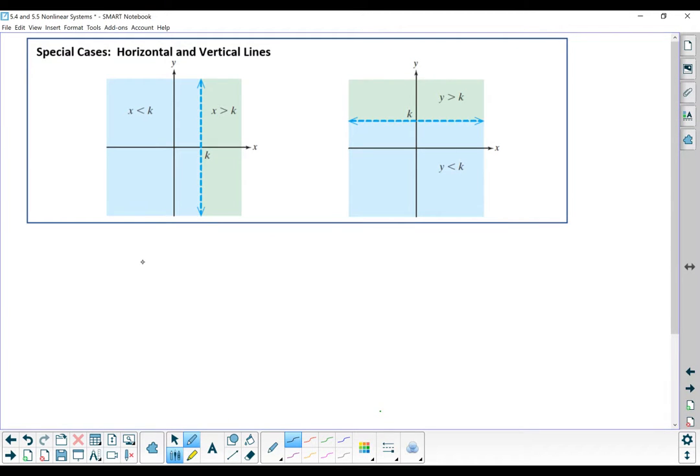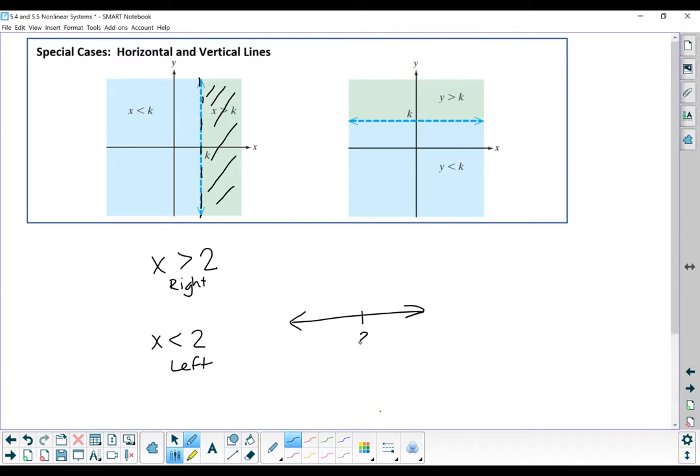If you have an equation like x is greater than 2, that is a vertical line. And the greater than 2 means that we would shade to the right of 2. So for x's and y's, we have to think right and left instead of above and below. And if you had an equation like x is less than 2, that would be to the left of 2. Kind of like if you were dealing with a number line, you've got your 2, and so greater than would be to the right and less than would be to the left.